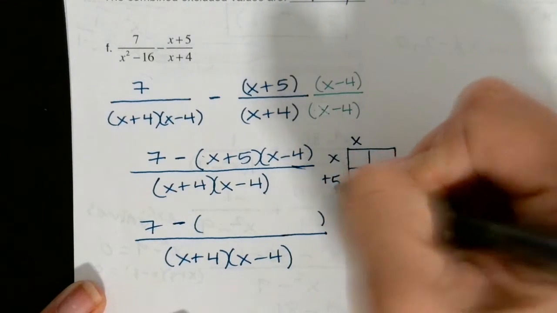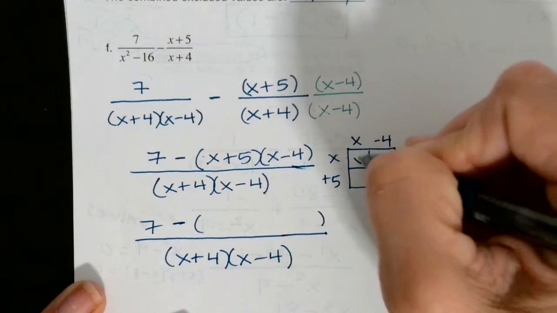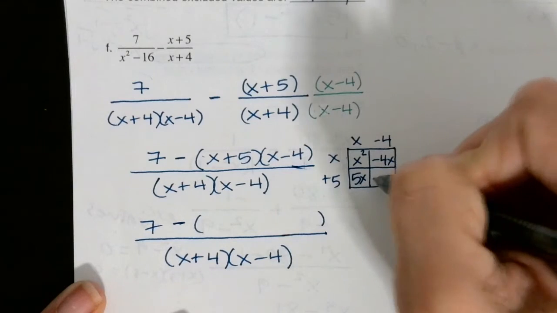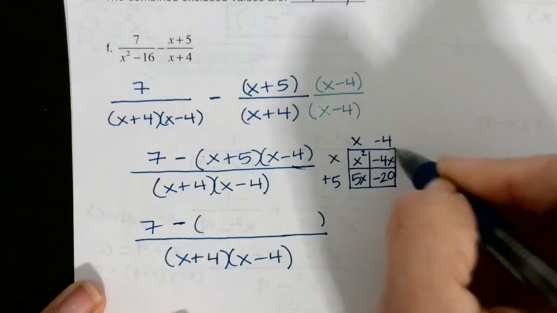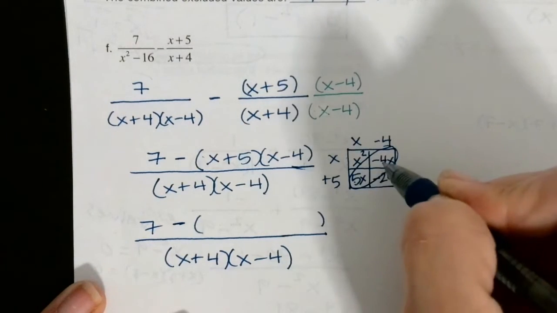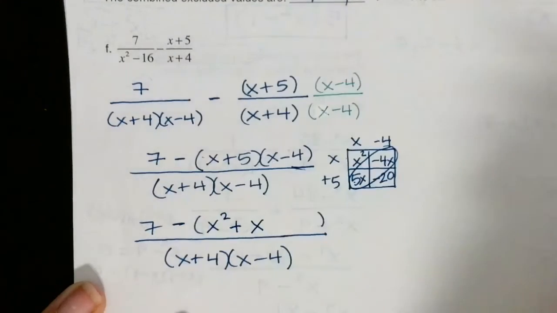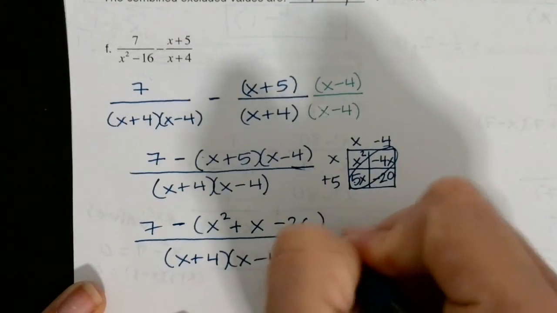x plus 5, x minus 4: x squared, negative 4x, 5x, negative 20. Combine like terms, more positives than negatives, so it's going to be x squared plus 1x. I'm just going to write x minus 20.